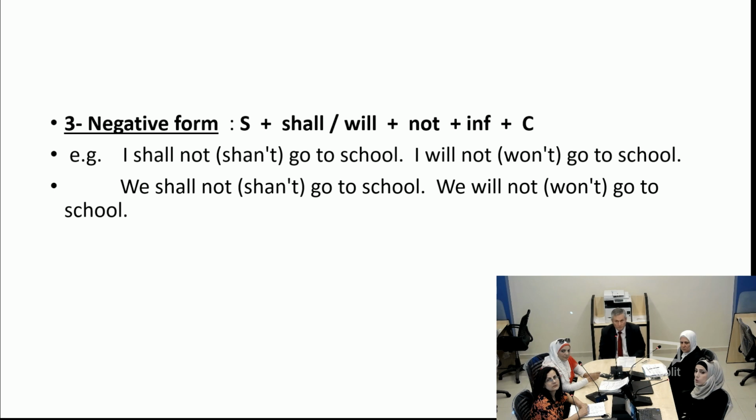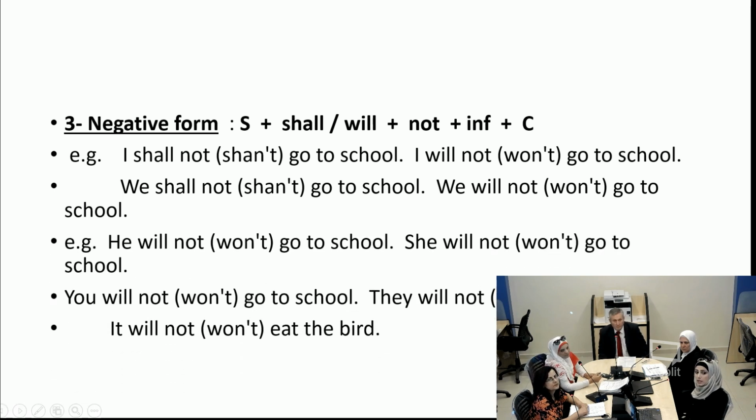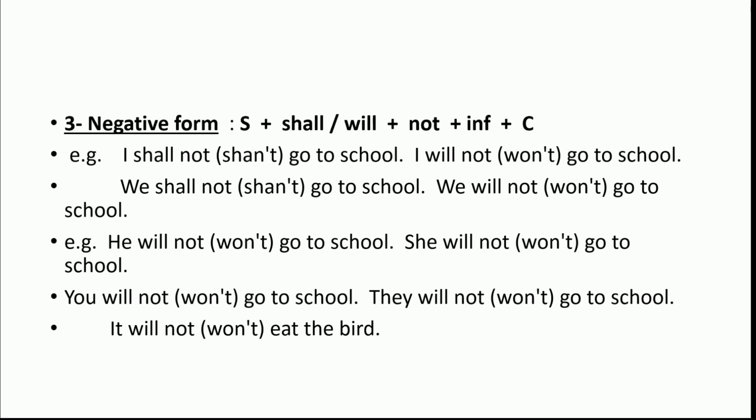We will not or we won't go to school. He will not or won't go to school. She will not or won't go to school. You will not or won't go to school. They will not or won't go to school. It will not or it won't eat the bird.